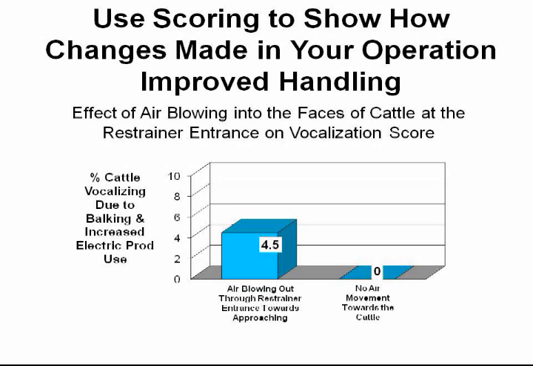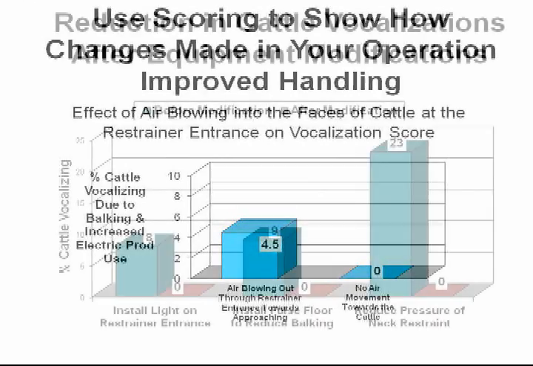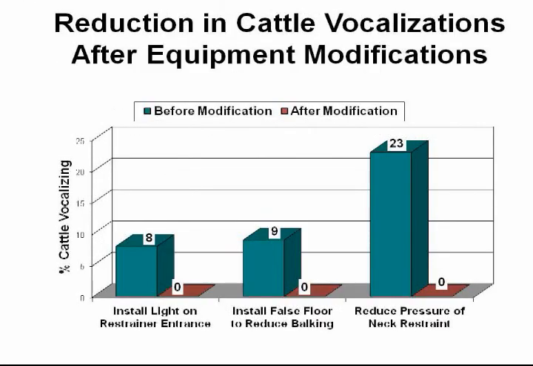The amount of animals balking and electric prod use was reduced when I got rid of the air blowing in their face. This shows how I made simple corrections in equipment, like installing a light on a restrainer entrance that was too dark. I had 8% of the cattle mooing, and I dropped it down to 0 just with a light duct taped on an entrance. Another problem is center track restrainers up off the floor. There's a 7-foot drop under there, so you've got to put a false floor in so they don't see the 7-foot drop. And then somebody at the plant says, well, I don't want to clean all that extra metal.